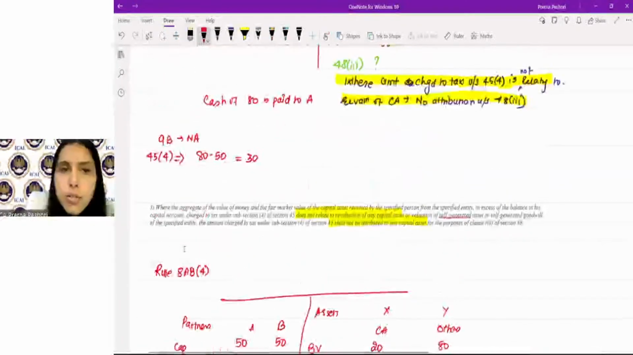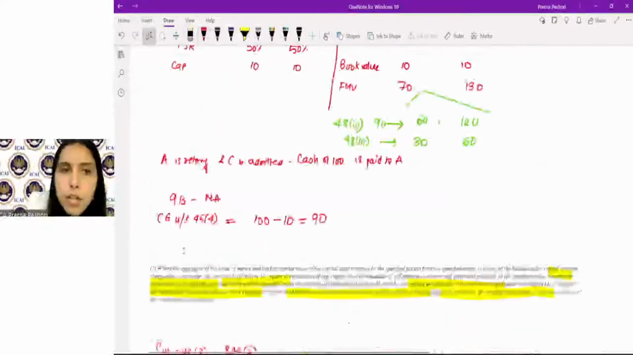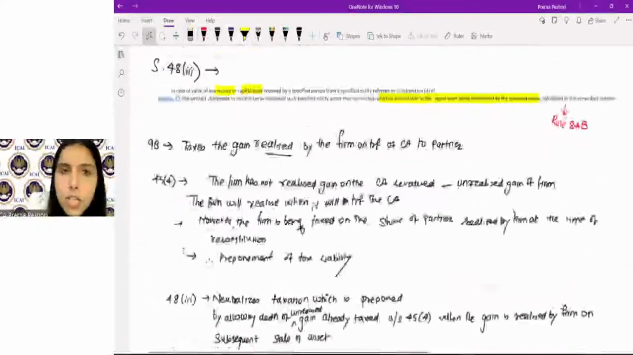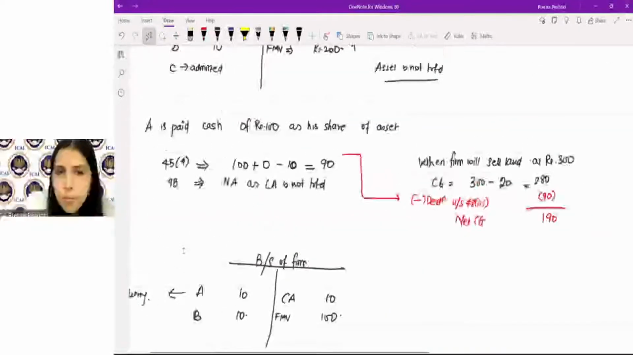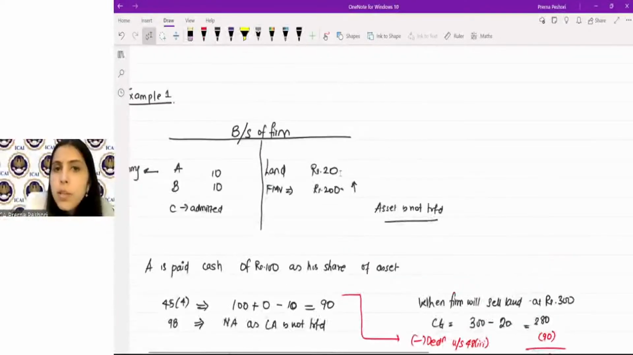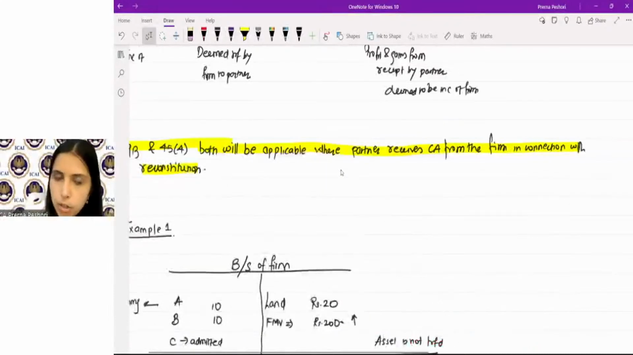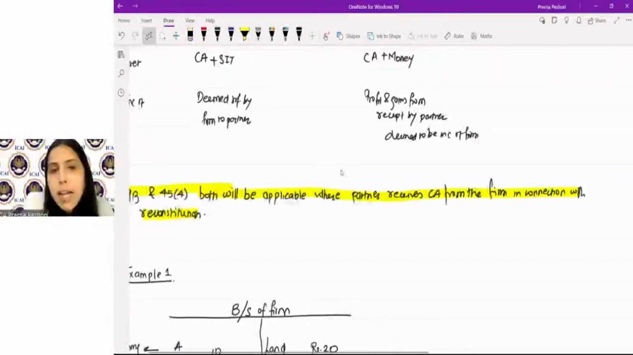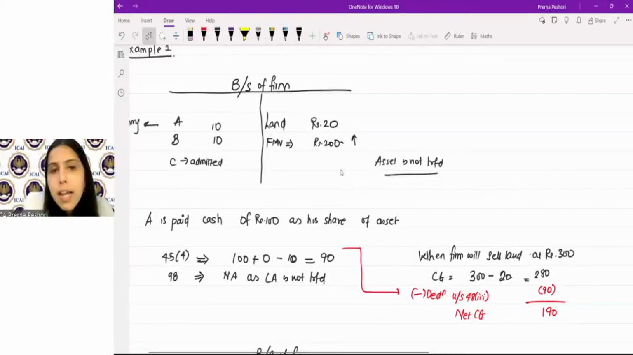So I'll just quickly recap. Here, if you see the first example, the land was not transferred, but the money was transferred. Correct? So 9B not applicable, 45.4 is applicable. Here 45.4 will be my 100 rupees which is given minus the capital balance which is 10. And we will get deduction under 48C when the asset will get sold, asset is not sold. Here at the moment only the money for the revaluation is paid.